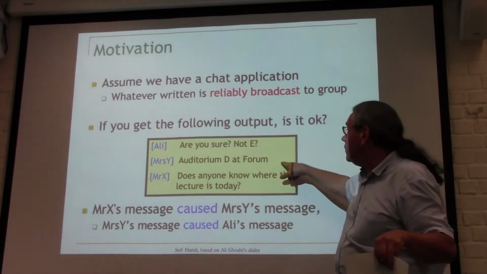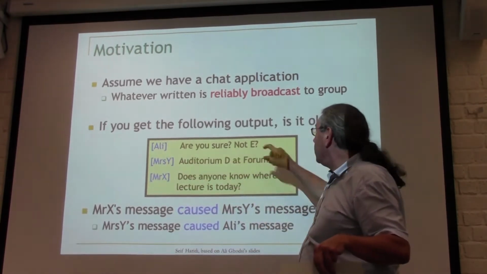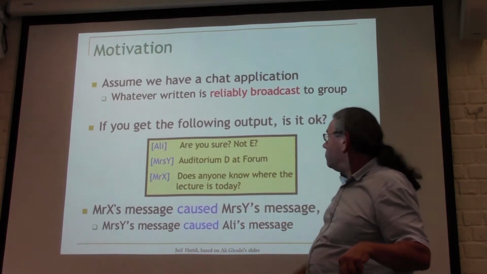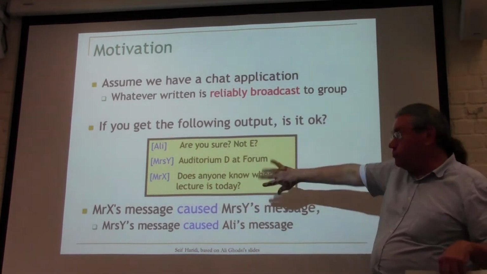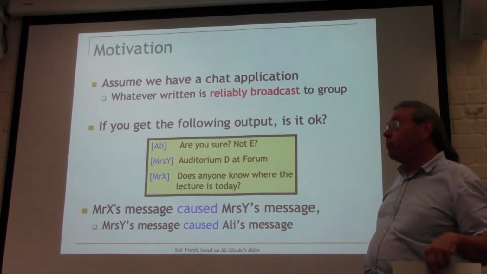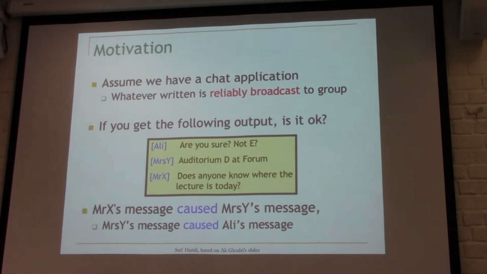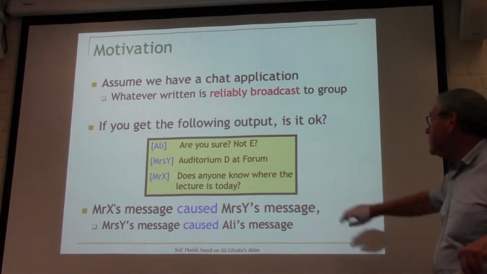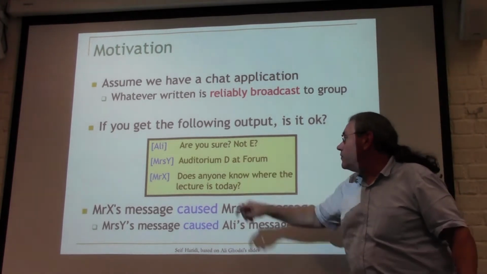But here's a possibility. These are three people. Ali says, "Are you sure?" Mrs. Y says, "Auditorium D at forum." Mr. X says, "Does anyone know where the lecture is today?" Actually, it's reversed. Mr. X asked a question, Mrs. Y replied, and Ali made another reply in that order. These people are completely imaginary, except for Ali, who's a person I know. This is actually written for Sweden, for KTH, where they had these auditoriums.